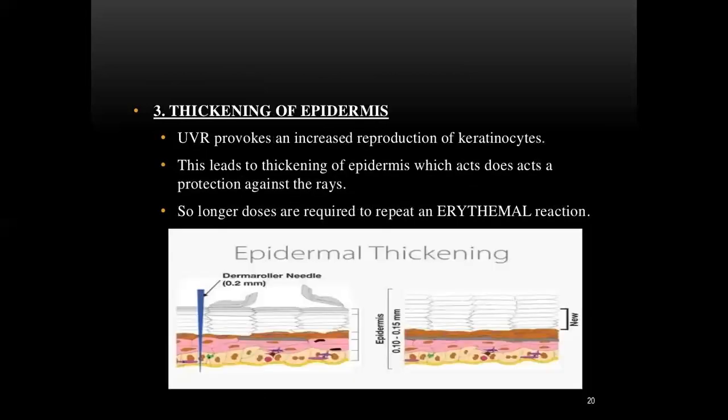Next up, the thickening of epidermis. UVR provokes an increased reproduction of keratinocytes. This leads to thickening of the epidermis, which acts as a protection against the rays. So longer doses are required to repeat an erythemal reaction. Here you can see the epidermal thickening.